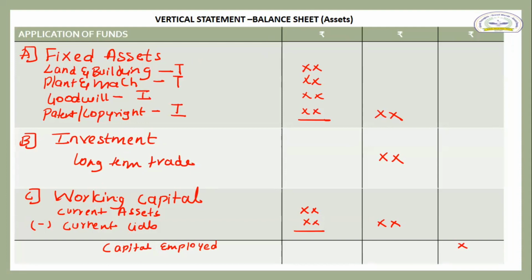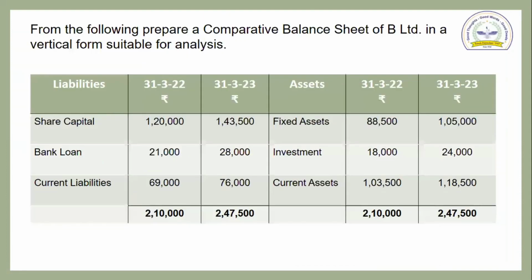This format you need to understand, students, and you need to learn this format before moving to the techniques of comparative statement. Now look here, student. This is the outcome of our topic. Now try to understand how we are going to solve comparative balance sheet. Look here, student. This is a question which is going to ask for 10 marks. From the following, prepare a comparative balance sheet of B Limited in a vertical form suitable for the analysis.